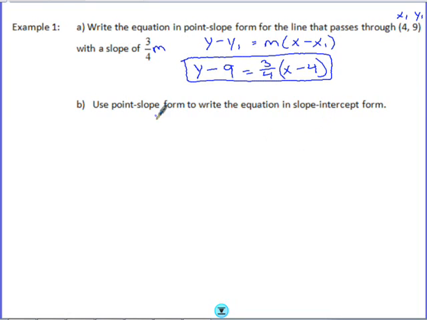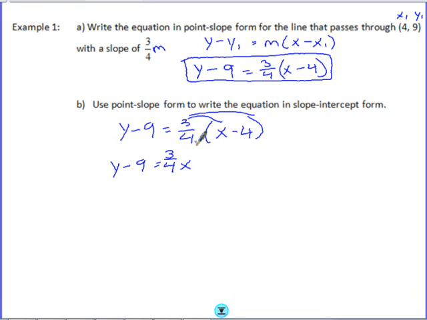Then we can use point-slope form to write the equation in slope-intercept form. So if I have my equation in point-slope, to get it into slope-intercept form, I need to get y by itself. The first thing I'm going to do is simplify over here. I'm going to multiply this 3/4 out. So I'm going to have y minus 9, and I'm going to distribute 3/4. So 3/4 times x is 3/4 x. And then 3/4 times negative 4 would be negative 3.